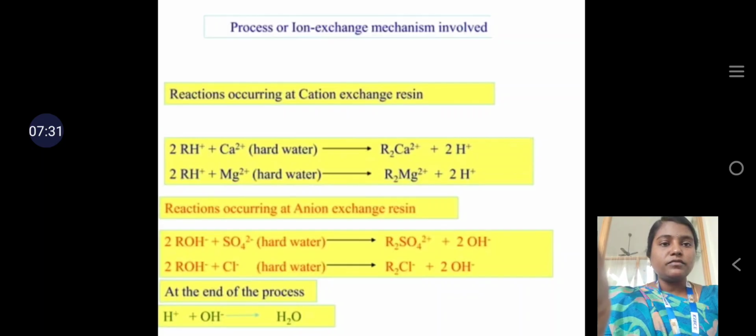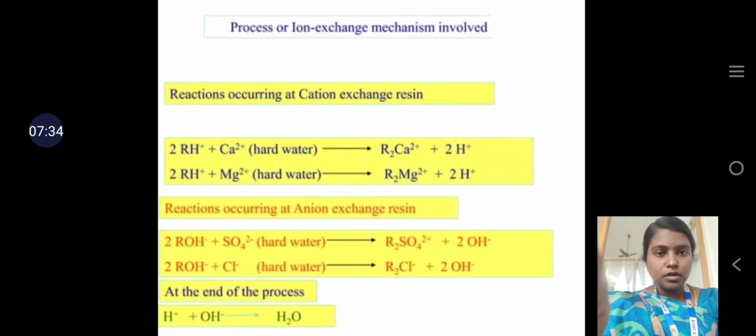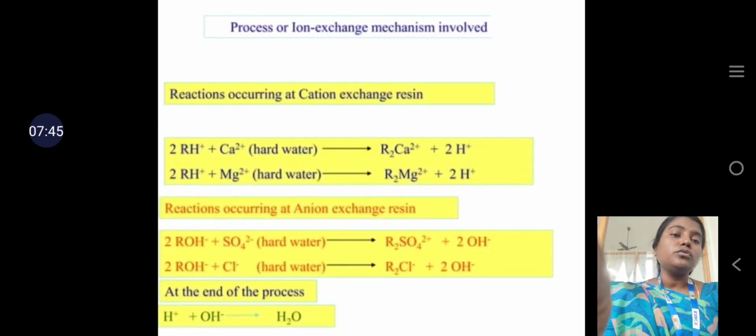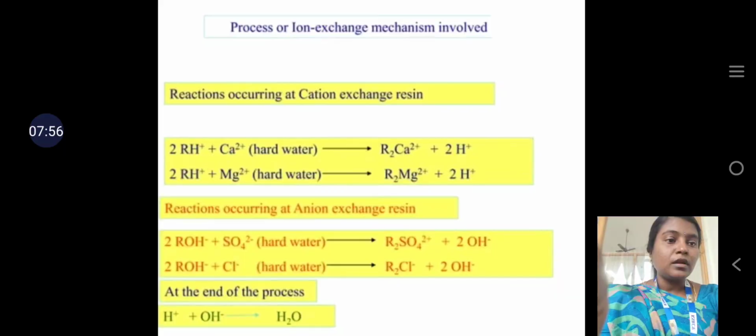So the mechanism is given here. In those reactions, RH plus Ca will be replaced as R2Ca. For the compensation we have mentioned here R2, and then magnesium also, because these two elements are majorly causing hardness to the boiler feed water. That is an example of a cationic exchanging reaction. And then in the second one, given as a red one now, the OH minus functional groups are representing the anionic resins. So they are simply exchanging the sulfate ions and chloride ions.